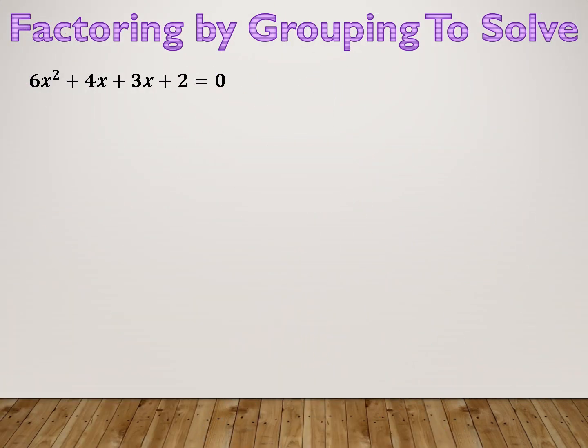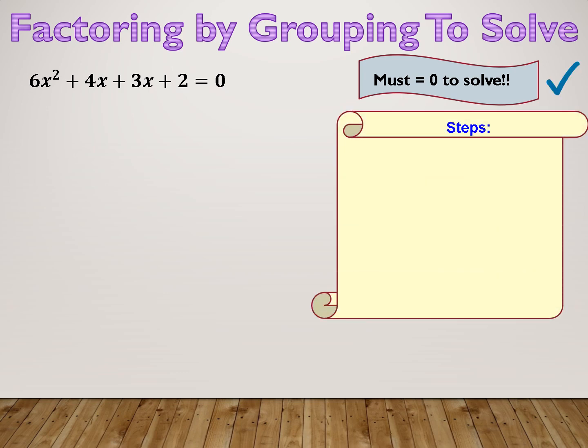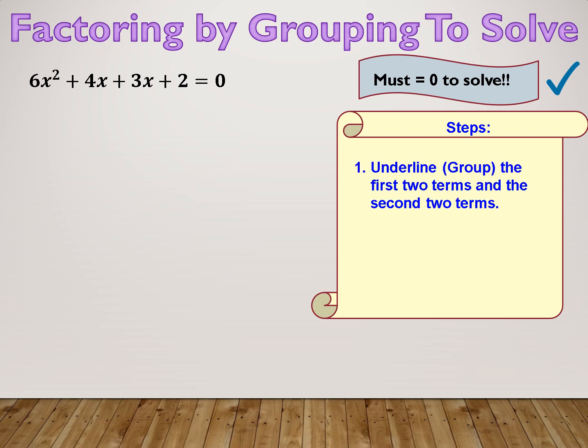Okay, now let's talk about factoring by grouping to solve. First thing, always, does it equal 0? It does, so we don't have to manipulate. Now, here are the steps. The first step you want to do is underline, which we're considering grouping, the first 2 terms and the second 2 terms.